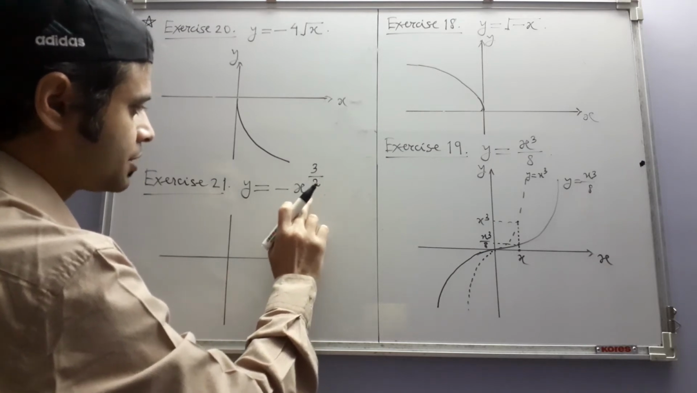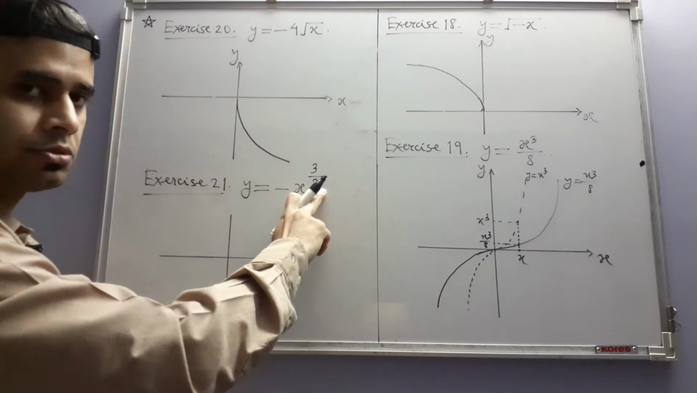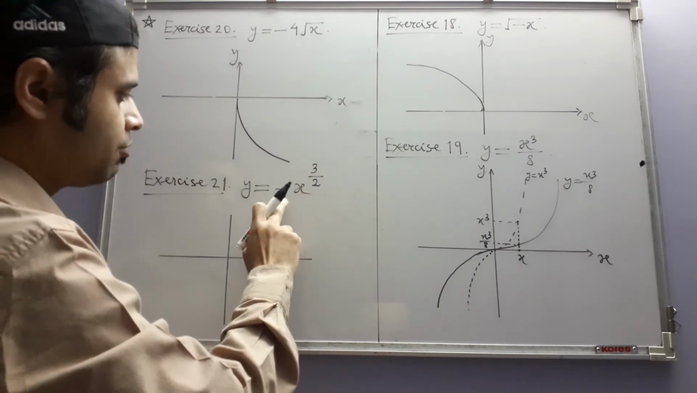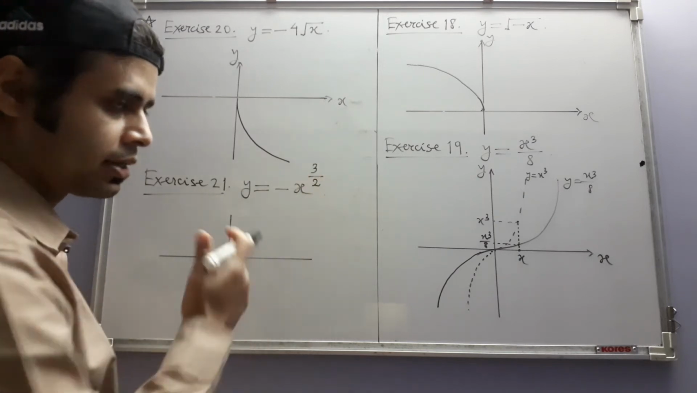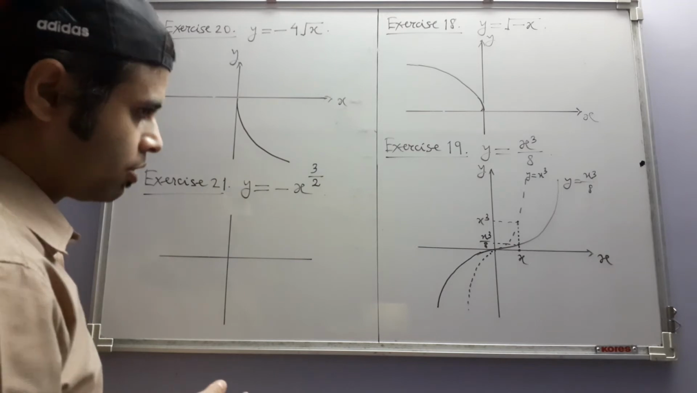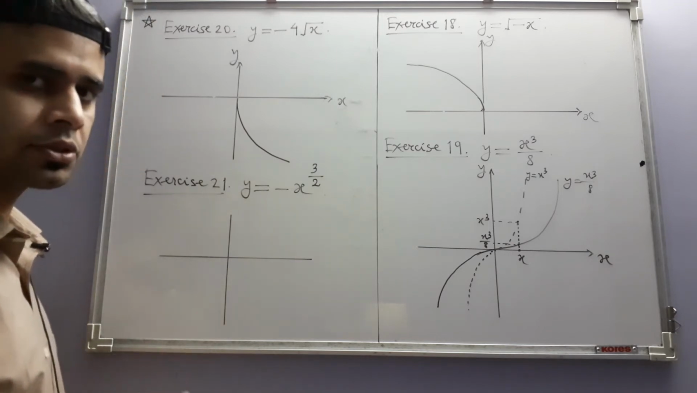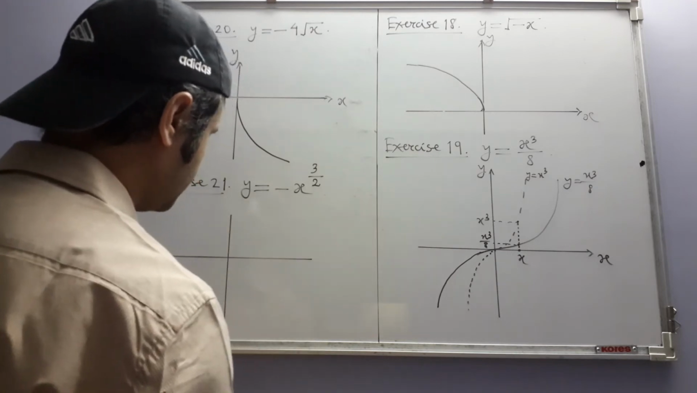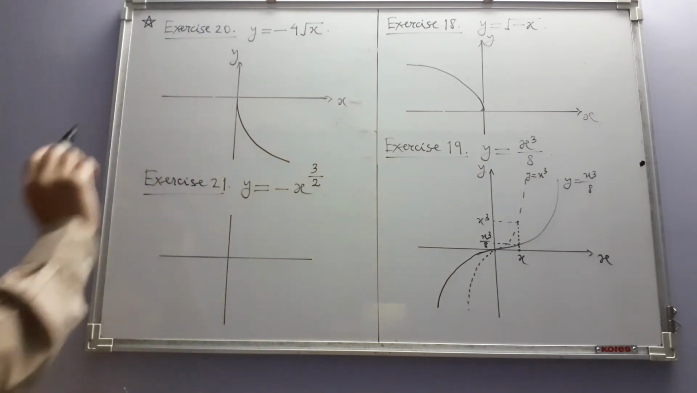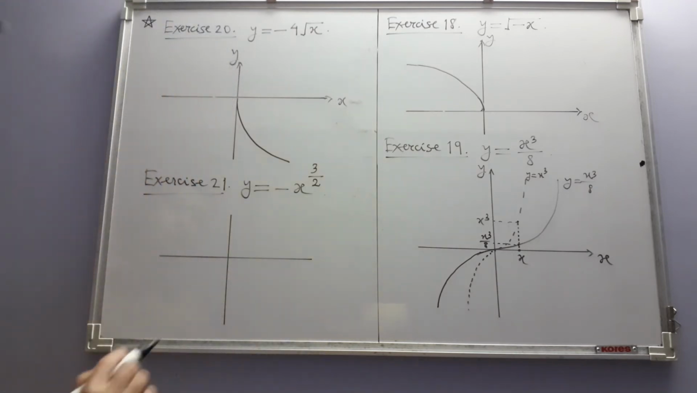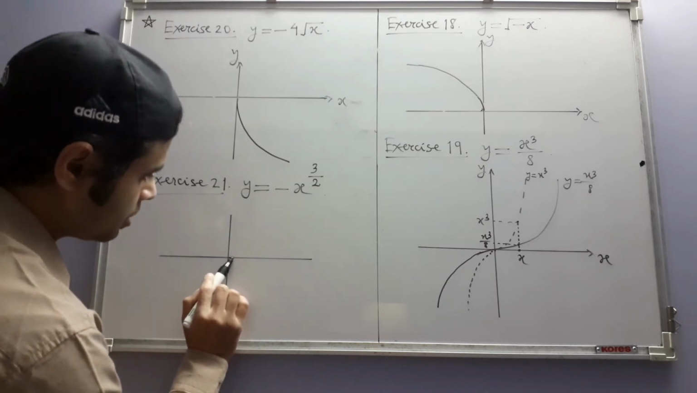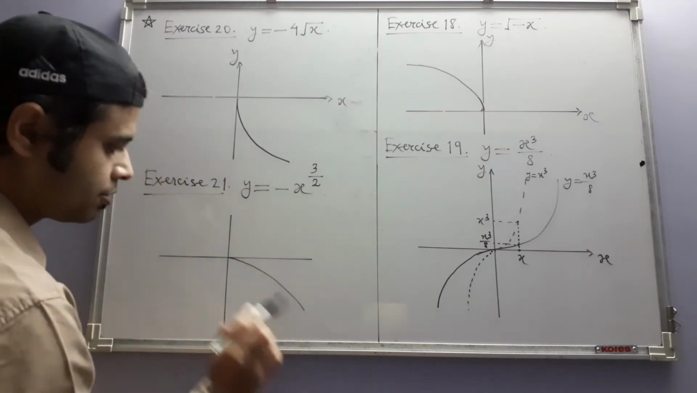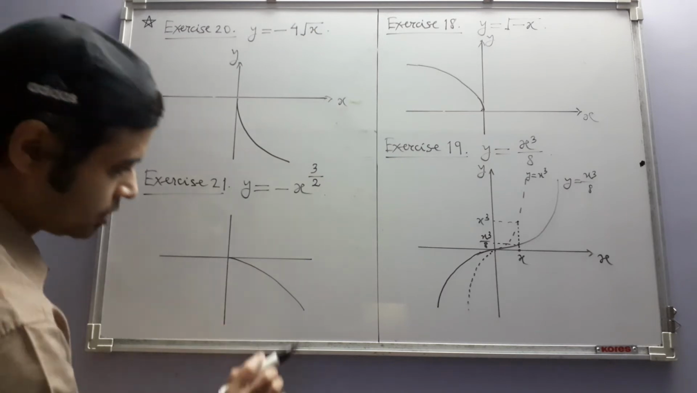Here also, same thing. The graph lies in the fourth quadrant. Here also you have a square root because of this 2. This is in fact the square root of x cube, or the cube of the square root of x, also same thing, and we have a minus sign. But unlike this one, in this case the graph goes like this. It also goes down, but it goes like this.